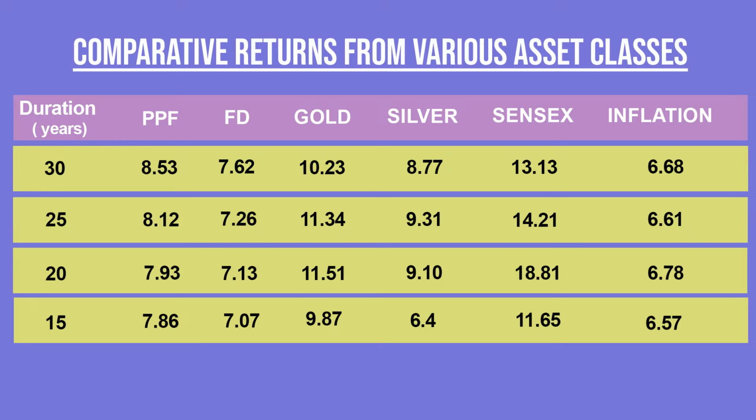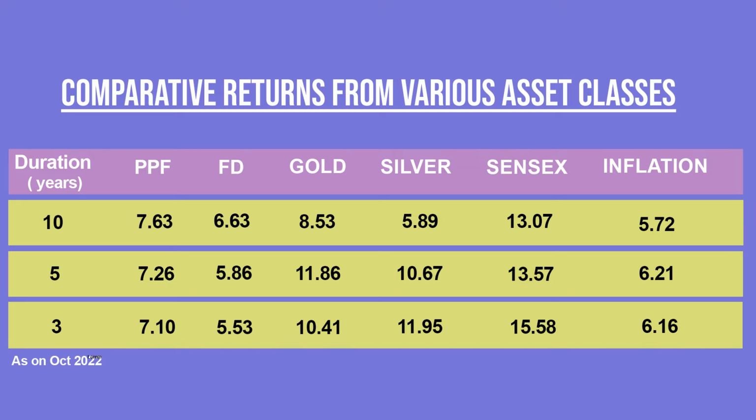Now, there are 3 important conclusions that we can derive from this table. The 3 conclusions are, number 1, the Sensex has beaten all other asset classes by a decent margin in the long run. If you take 3 years, 5 years, 10 years, going up to 30 years. Second conclusion is gold is second to Sensex in returns in the long run. And the third conclusion is that Sensex has beaten inflation by a decent margin in all these time periods. So the conclusion is very obvious.